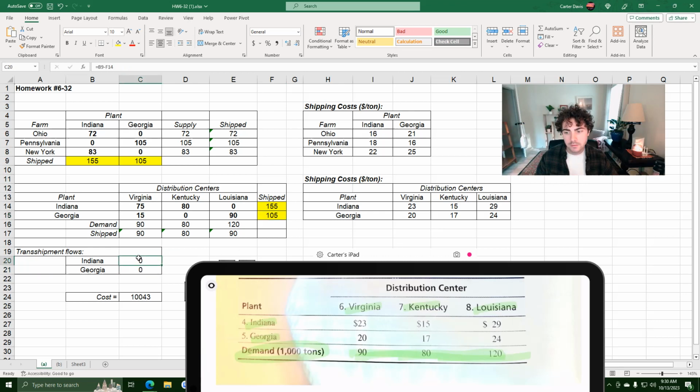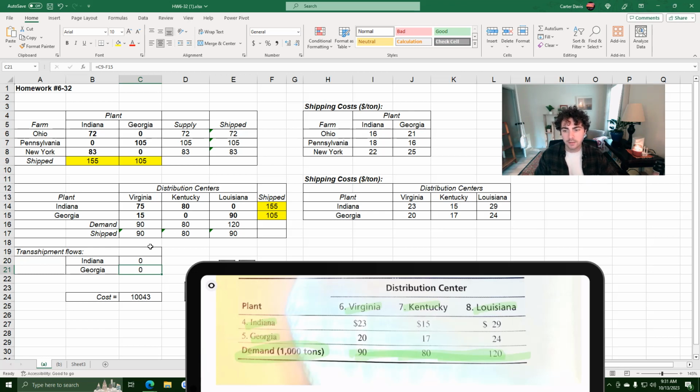We have something about transshipment flows. Let's take a look at this. Notice they're taking B9 minus F14. That's B9, 155, minus F14, 155 minus 155, and we get 0. That's not a coincidence. They've implemented these transshipment flows. I think the idea is that whatever was shipped to the plants must then be shipped to the distribution center, and they have made that so by using an equation.